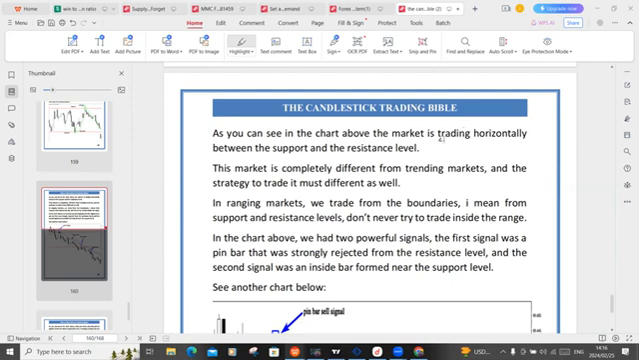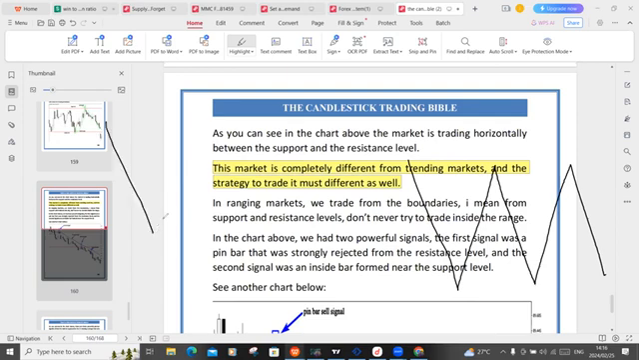As you see in the chart above, the market is trading horizontally between support and resistance levels, right? We are in a range. This market is completely different from trending markets, and the strategy to trade it must be different as well. When the market is ranging, we do not use fibs. There is no fib retracement in a range because all the moves are pretty much equal. There is no impulsive move, pullback, impulsive move. When in a trend, that's where you use your fib. In a range, you don't use fibs. That's also one note you need to make if you haven't made that note already.